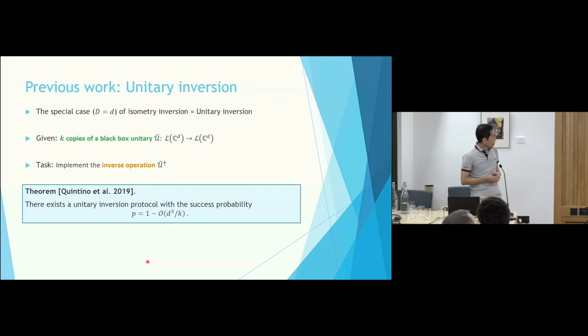Right. Actually, we already have some partial results on this isometry inversion, namely unitary inversion. Unitary is a particular example of isometry where the input dimension and the output dimension are the same, so little d equals large D. In that case, we already have a result back in 2019 where the success probability is given by this quantity.